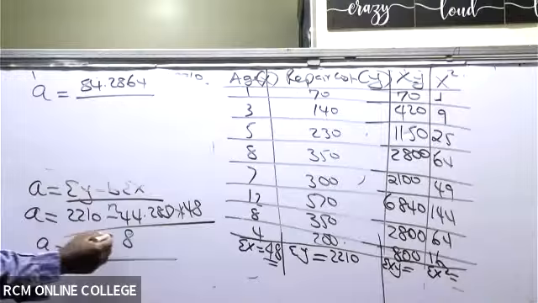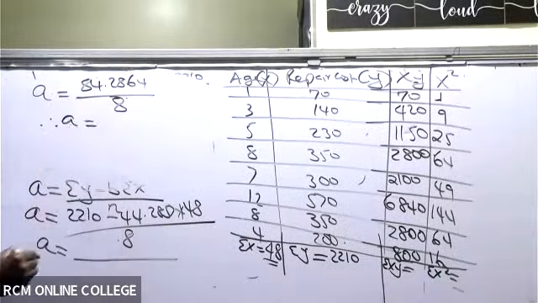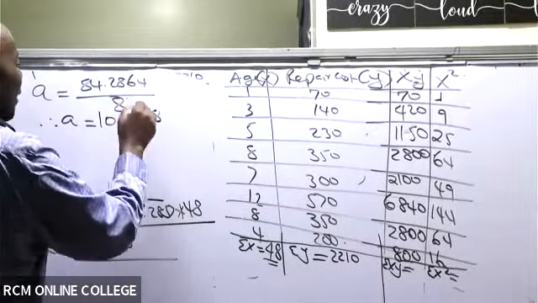Divided by N now, which is 8. So can you kindly give me the value of A? Is there somebody who can now give me the value of A? Yeah, 10.5358. Like that.